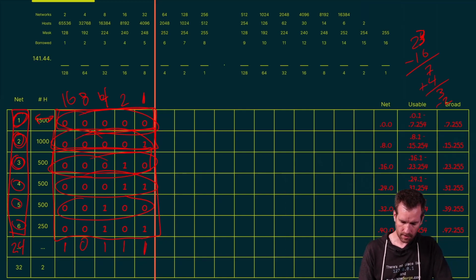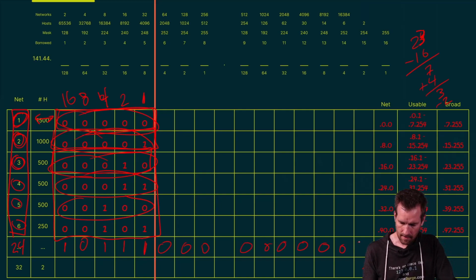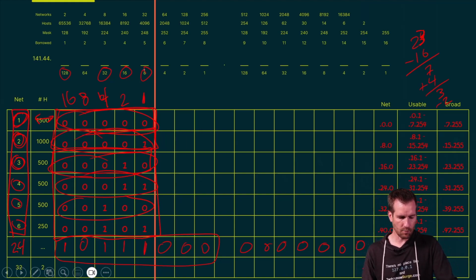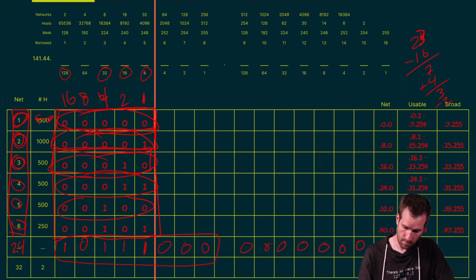So what is the network? Well, if I want to figure out what the network address is, the host bits are all 0. So I can just add zeros into here and then figure this out. So what is this number right here? It's a 128 plus 32 plus 16 plus 8. If I add up 128 plus 32 plus 16 plus 8, that's going to be 184.0, which is what my network address is.